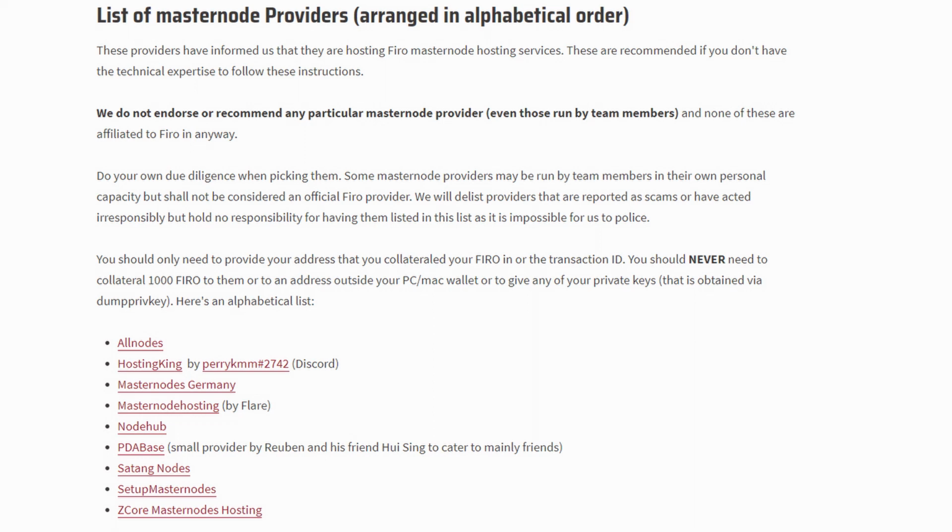Number 2, provider-hosted masternodes. Just in case it's confusing, we're not referring to a VPS provider. On the Firo website, we have a list of masternode providers. Please note that we do not endorse or recommend any of them. As far as we're concerned, these are just groups of people that said they performed the job, so it's necessary for you to research which provider would be best.